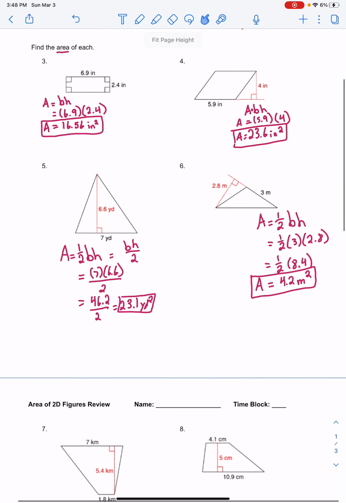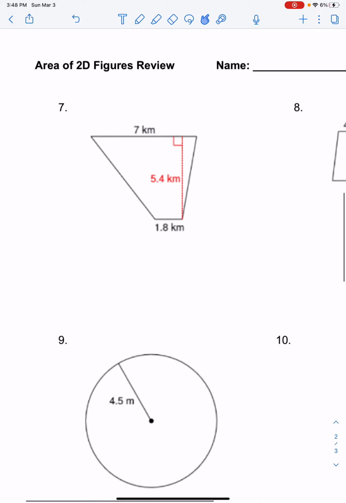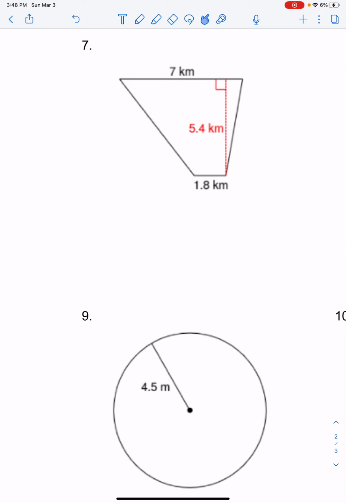All right, let's go to the back of the page. Number 7. This is a trapezoid. We have one set of parallel lines. We have 2 bases and a height.